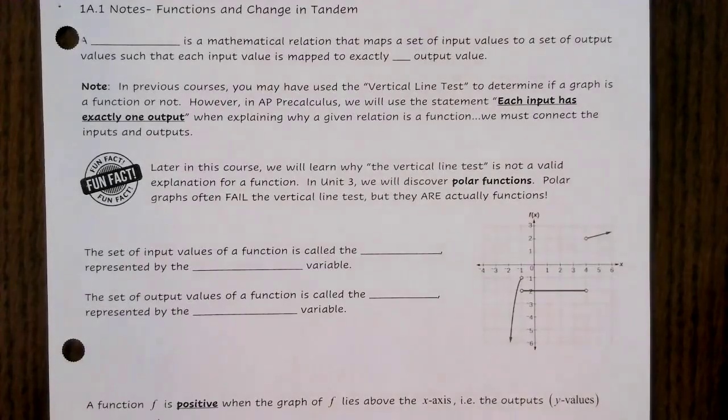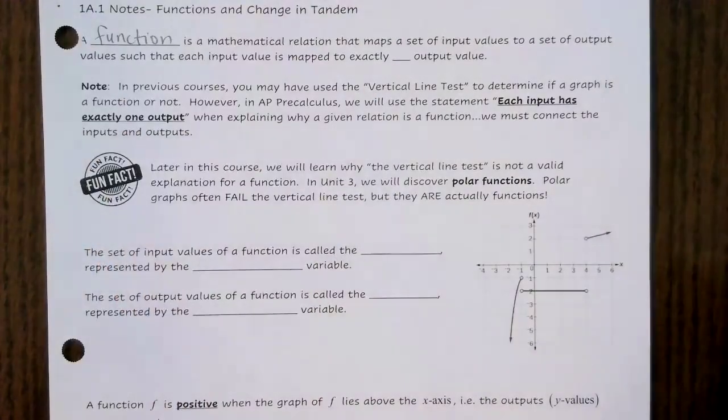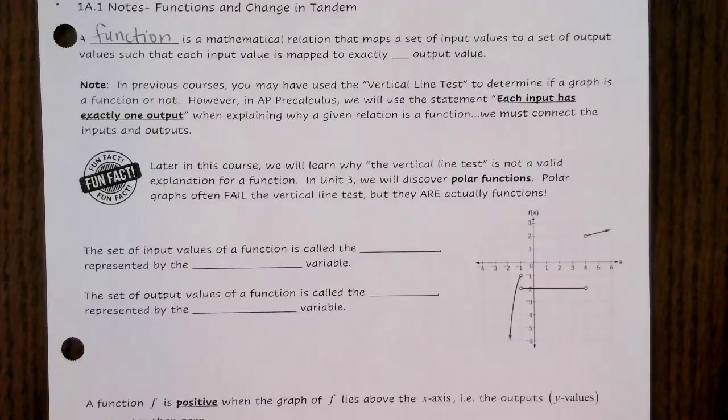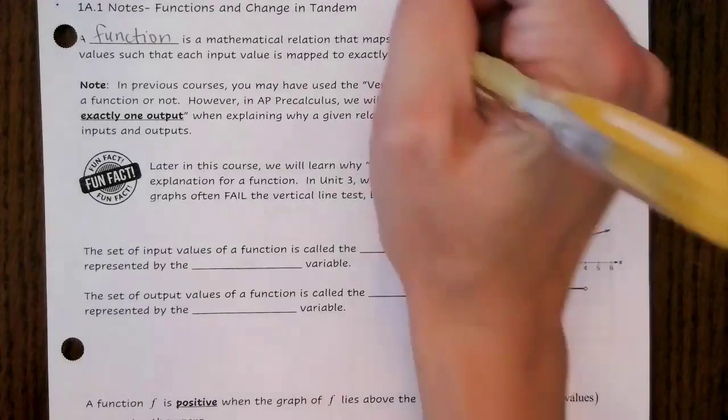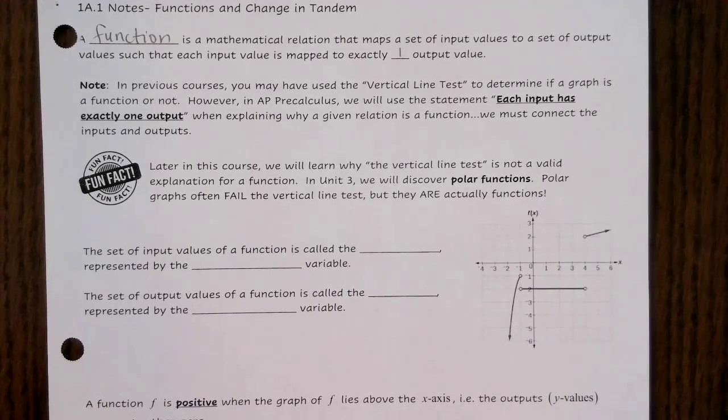And so on here, it tells us a function is a mathematical relation that maps a set of input values to a set of output values, such that each input value is mapped to exactly one output value. So that's what we define a function as. Something that has one input value for each output value.